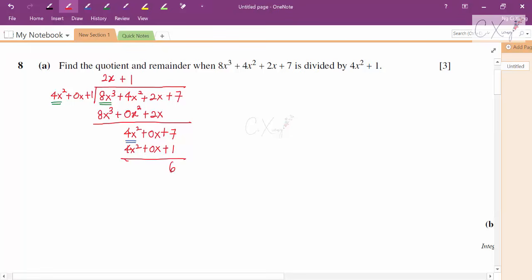So you minus all the terms here: 4x squared minus 4x squared becomes 0, 0 minus 0 is still 0, 7 minus 1 becomes 6. All right, so you realize that we cannot continue anymore for the long division, so we will stop here. And of course, we should know that this is actually the remainder, the 6, and the expression on top will be the quotient. So we can write it again. The quotient will be equal to 2x plus 1, and also the remainder will be equal to 6.